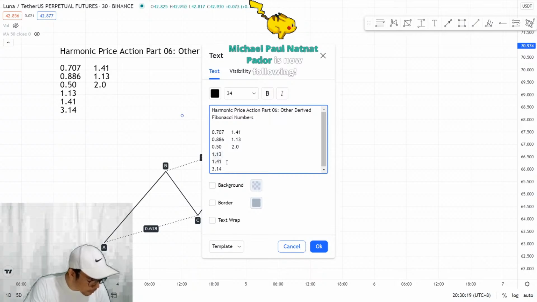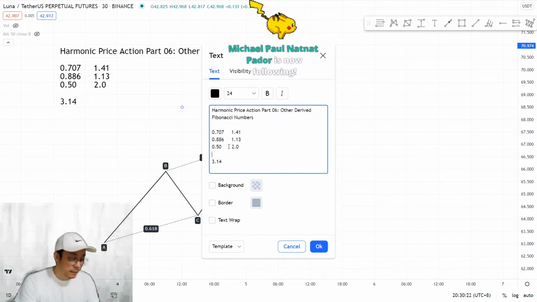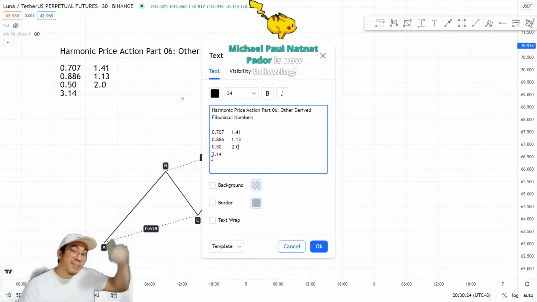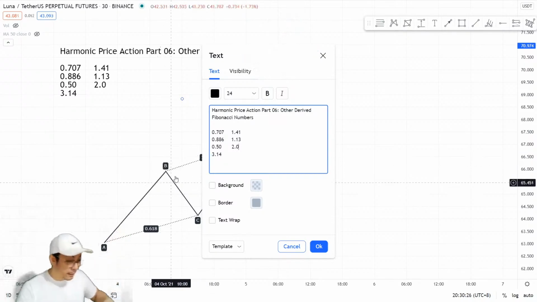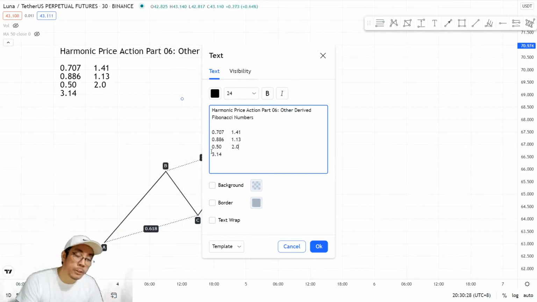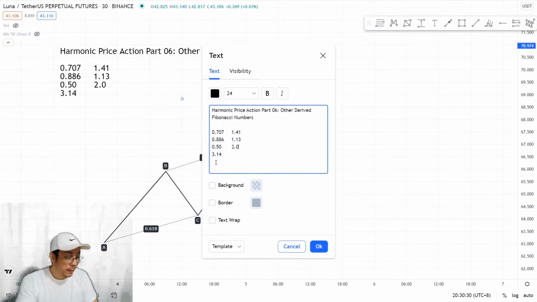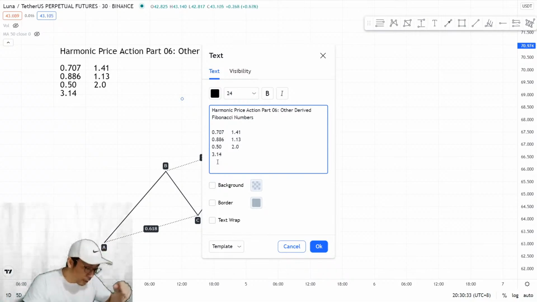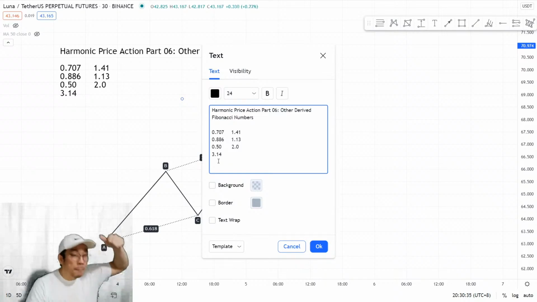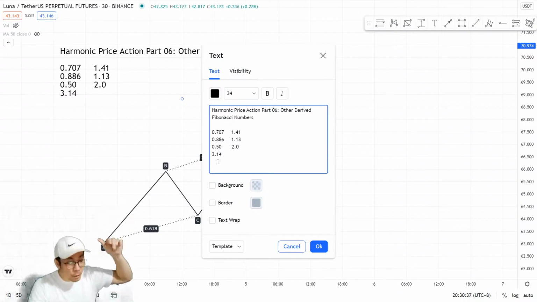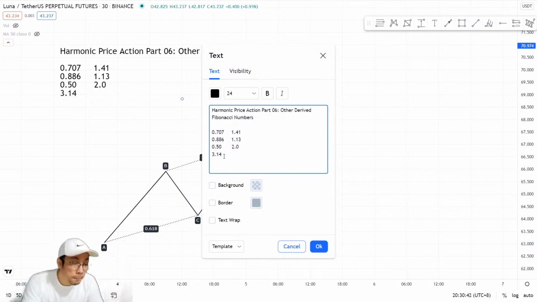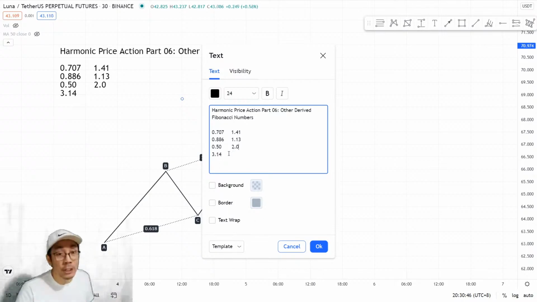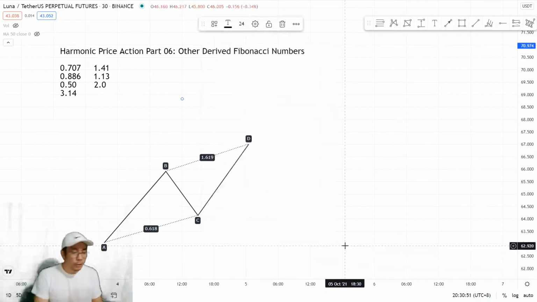There's no equivalent for 3.14, but when your pattern is extended, you may want to consider the 3.14. Usually, if the number goes beyond the 2.618 or is about to reach the 3.618, you may want to consider it once the price starts at 3.14, then that's a valid Fibonacci level. Okay, so with that, this is going to be very simple.